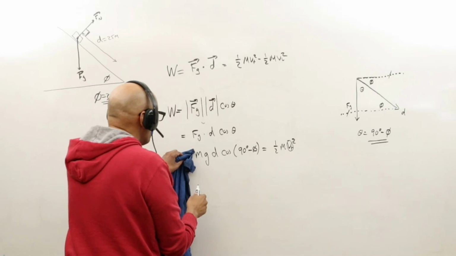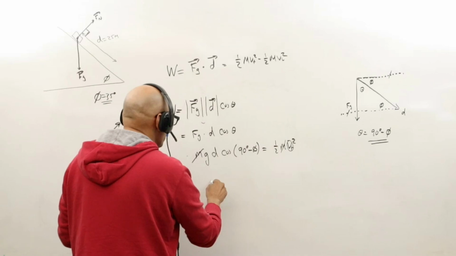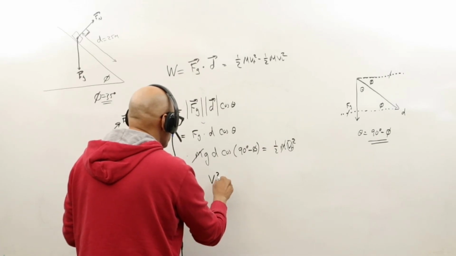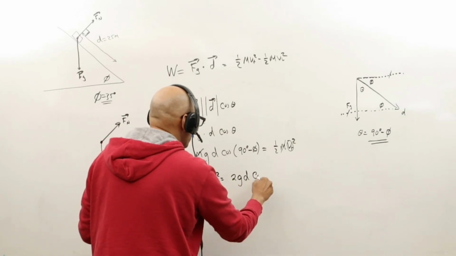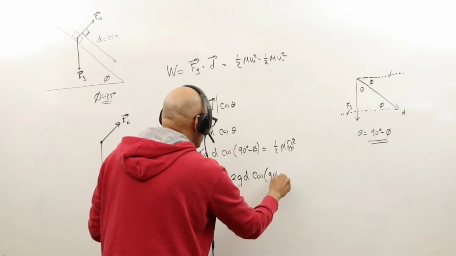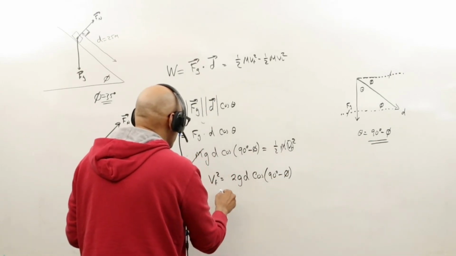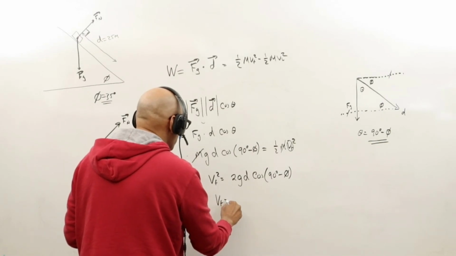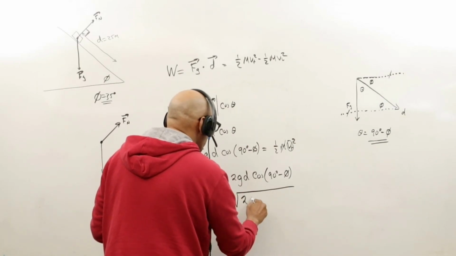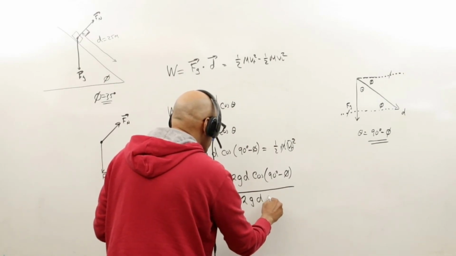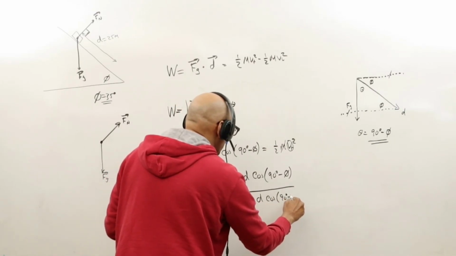If you look carefully, the m's drop away in the equation, and we can move the 2 over to here, so we can say that v final squared is equal to 2gd times the cosine of 90 degrees minus phi. And so v final must be equal to the square root of 2gd times the cosine of 90 degrees minus phi.